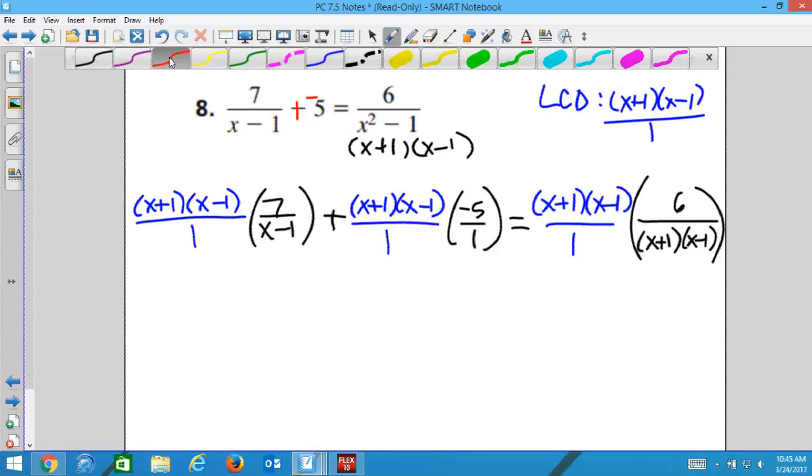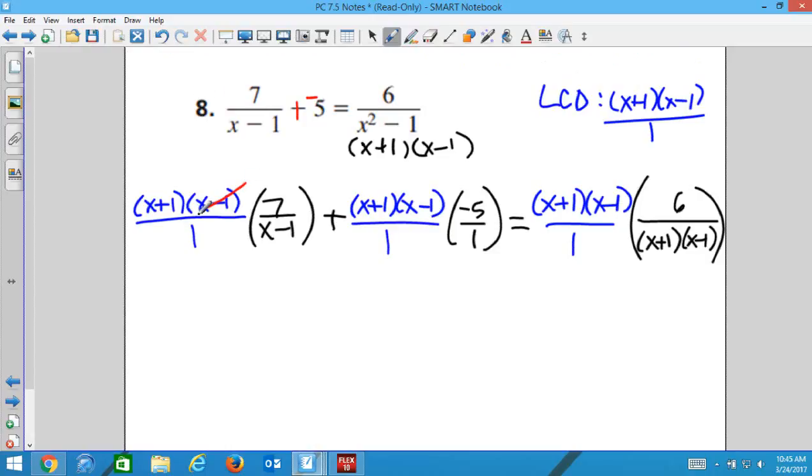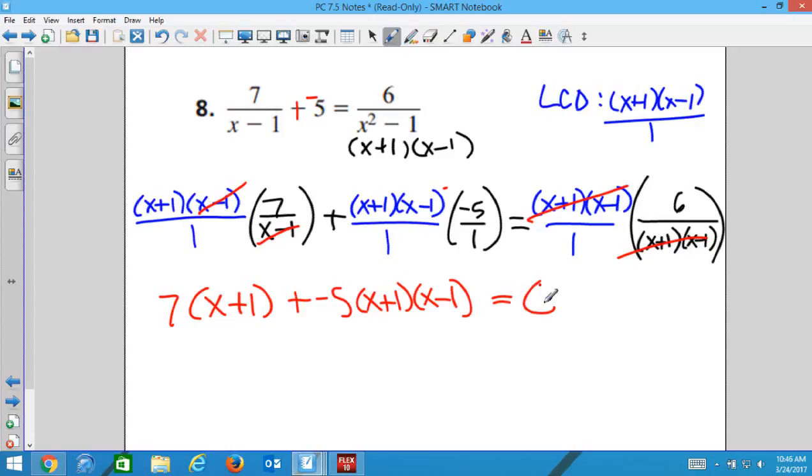So once I do that, then I'll start canceling. Nothing cancels there, all of it cancels there. So we're going to have 7 times (x plus 1) plus negative 5 times (x plus 1) times (x minus 1) equals 6.